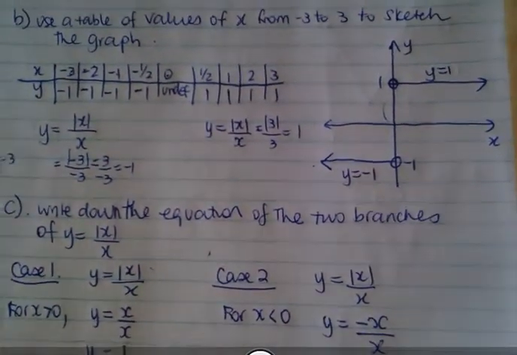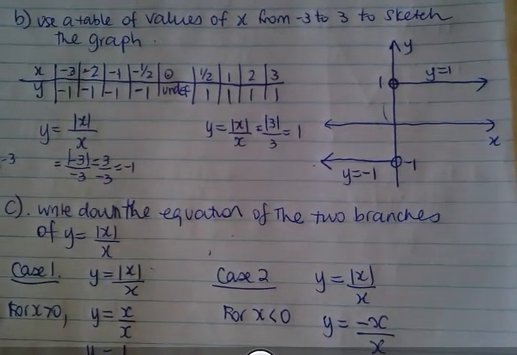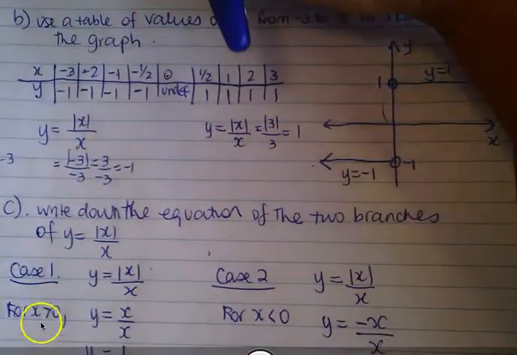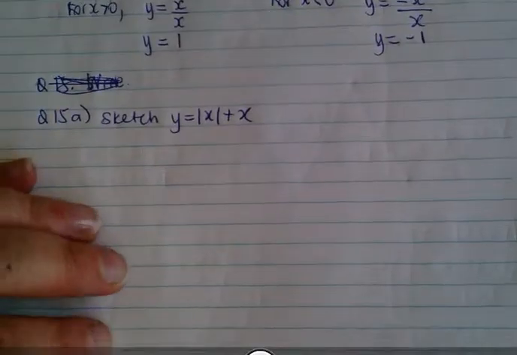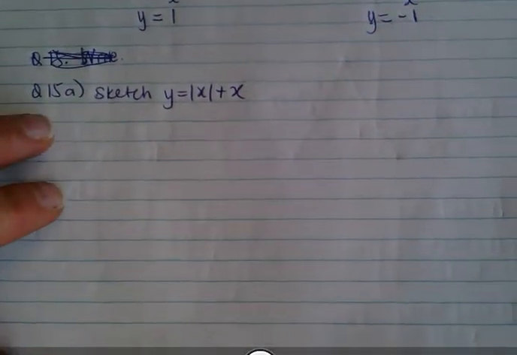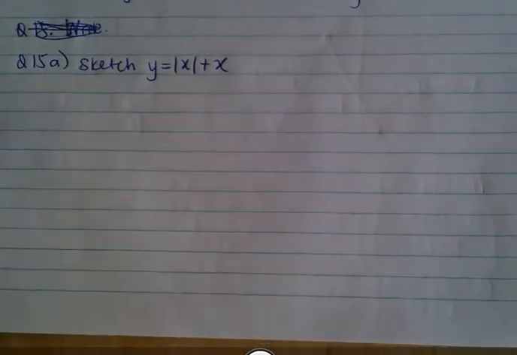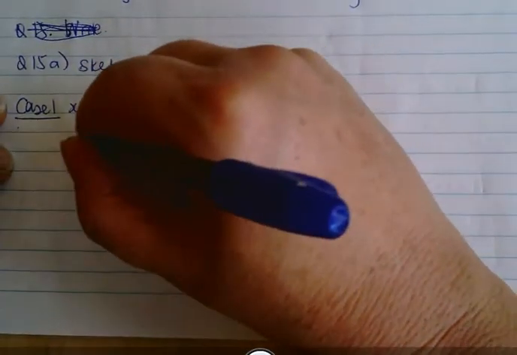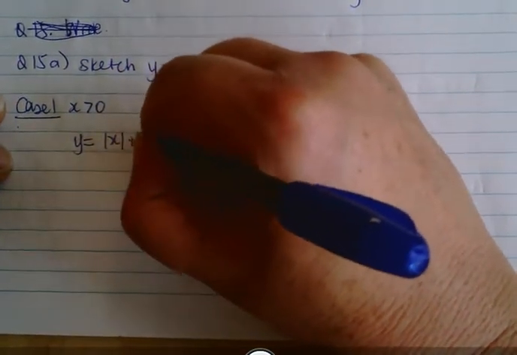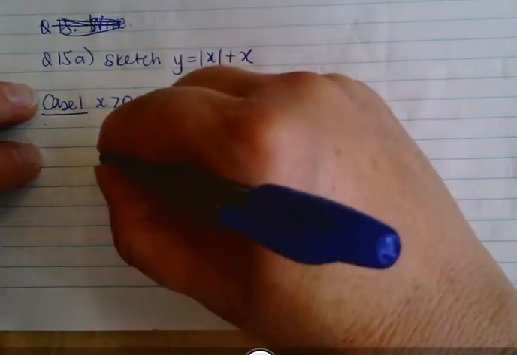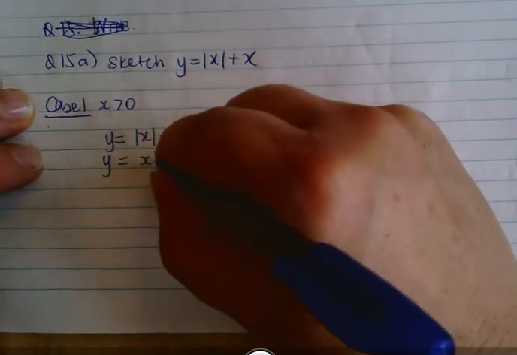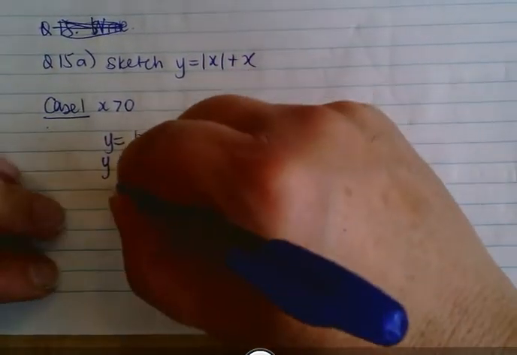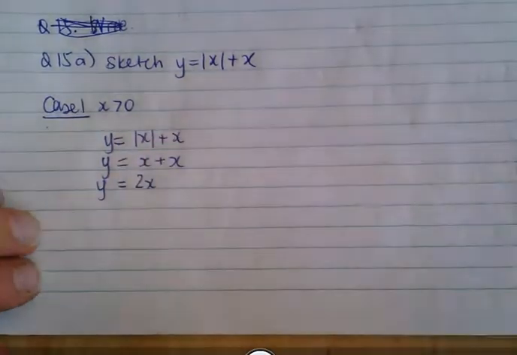Okay. Now in question 15, I might just look at 15a, asking us to sketch y equals the absolute value of x plus x. You can use a table of values. They've suggested that you do, but we can use cases. So case 1, where x is greater than 0, where x is positive. If x is positive, you just write it as y equals an ordinary x, plus that x would just be ordinary. So you get y equals 2x.